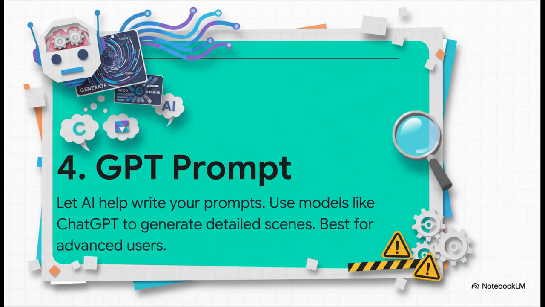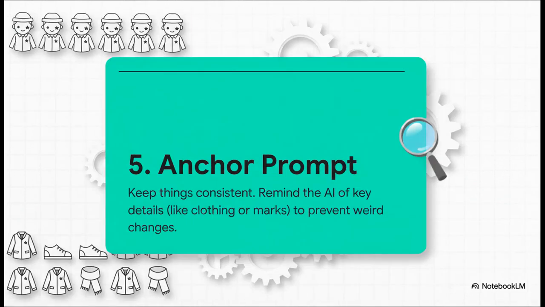Ready for a pro-level hack? You can use AI to command AI. With the GPT prompt, you can get a model like ChatGPT to write incredibly detailed scenes for you. But a quick heads up from the source, this one's probably best for more advanced users who really understand how the AI thinks. Now, this next one solves a super common, super frustrating problem, the anchor prompt.